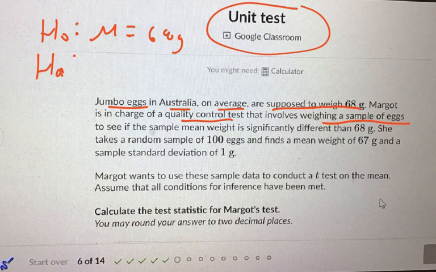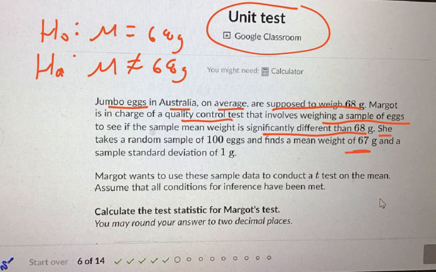And so she's going to take random samples and test to make sure they fall in the given parameter of 68 grams. And as you can see here, notice what she's worrying about is when they're significantly different than 68. Different means we don't know if it's less than or greater than, right? So that's why our alternative, guys, is going to be mu is not equal to 68 grams. Okay, it's going to be what we call a double-sided test.